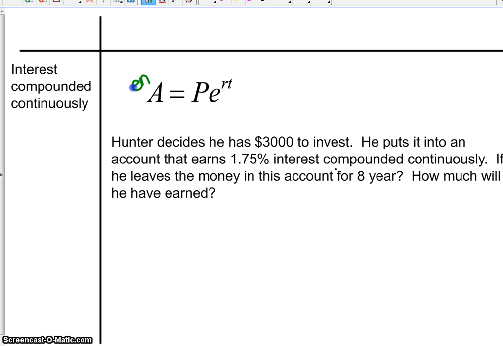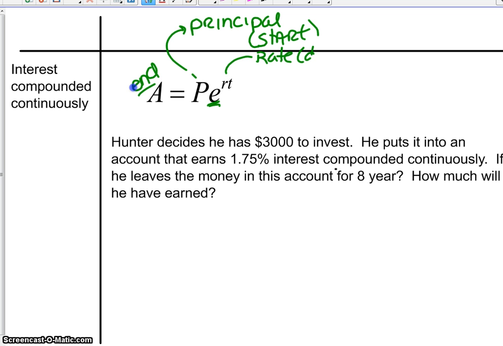This is what we end up with, A. P again talks about your principal, or what we're going to start with in that account. e again is that special irrational number. r is still my interest rate as a decimal. And then t again is your time in years that we leave the money in the account. This one is really difficult to use y equals a plus bx for, because e is involved. A lot of times this is called your PERT formula.